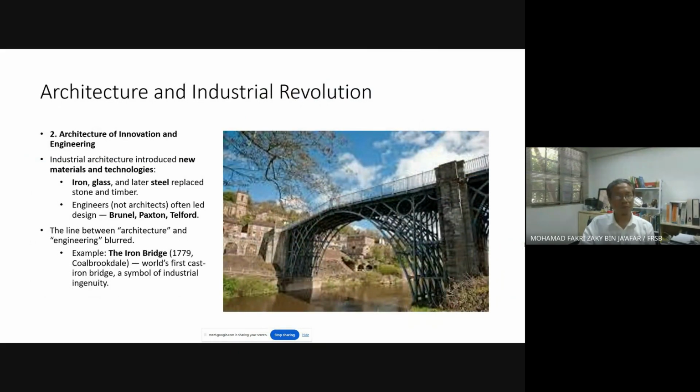And also new engineering came out of the Industrial Revolution, with iron, glass, and steel replacing stone and timber. This Iron Bridge was among the first of what we call new technology introduced out of the Industrial Revolution. It's cast iron, and it's a symbol of industrial ingenuity. Before this bridge, all bridges were built out of stone and timber, perhaps. So this was among the first. And names like Brunel, Paxton, and Telford were the star heroes of that time because they used new technology to solve new problems in new ways.